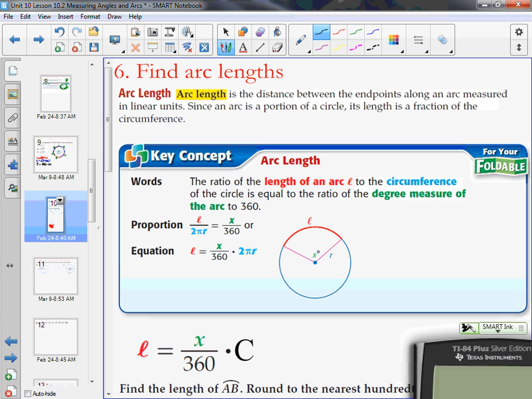Because with segments, we can call it the measure of the segment or the length of a segment, and they mean the same thing. Not with arcs. The measure of an arc is in degrees. The length of an arc is in inches or centimeters or miles, whatever. Okay? Now, since an arc is a portion of a circle, its length is a fraction of the circumference. Think about it. If the arc was half the circle, shouldn't its length be half the circumference? And if an arc is a fourth of the circle, its length will be a fourth of the circumference? Make sense?